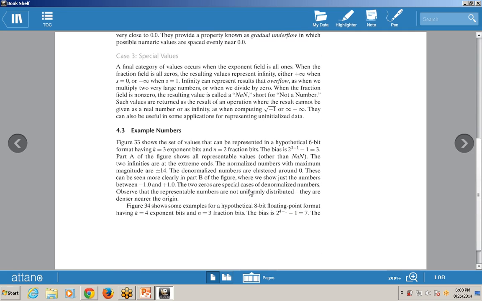Next is your example numbers. So first of all, take a 10 to 15 minute break and then continue with 4.3. That is your example numbers. So let's take a 5 to 10 minute break and then come back.